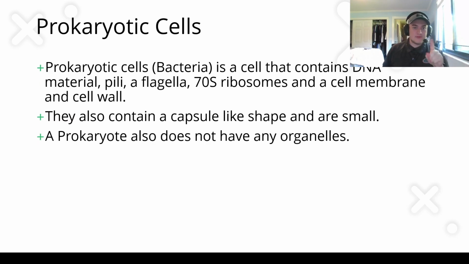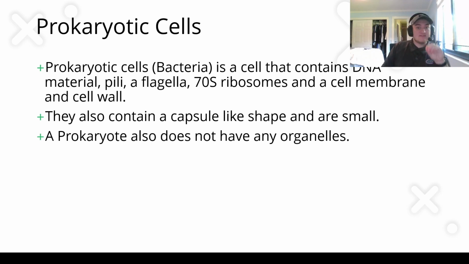Now, prokaryotic cells, bacteria, is a cell that contains DNA material in a nucleoid central region in a cytoplasm. It has pili, which are these hair-like creatures on the outside of its capsule. A capsule is what it's called, that shape, the figure, and a flagella. Flagella is like a tail-like appendage on the back of it, which will help it move around.